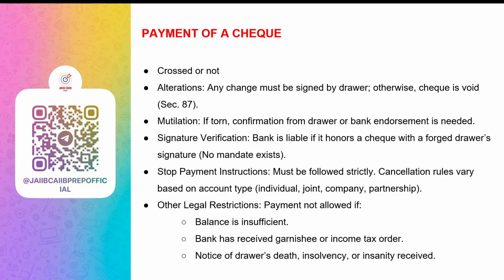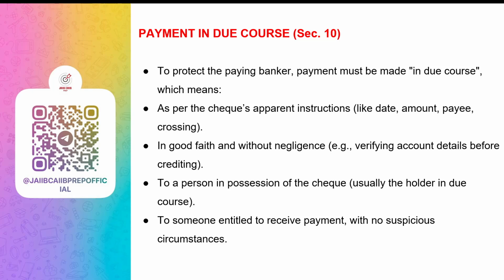The bank will also check that the balance is sufficient, there is no court order, there is no attachment order, and the bank has no notice of the drawer's death, insolvency, or insanity. Payment in due course. So under the Negotiable Instruments Act, a bank is protected from liability only if it makes payment in due course, and this has been defined under section 10 of the Negotiable Instruments Act.